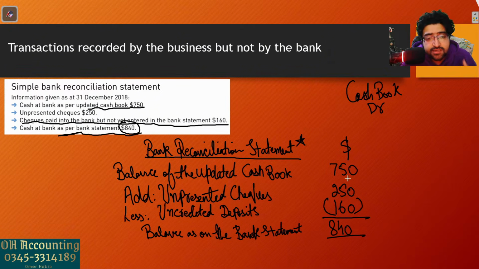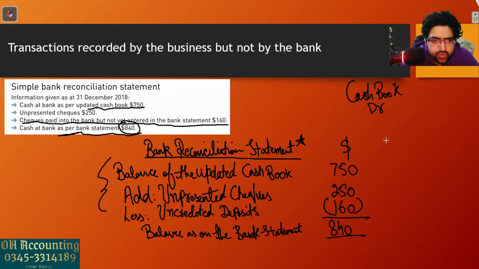Okay, so this is just a check for the business to know and understand why there are differences, and then they are satisfied. Okay? So this is a simple bank reconciliation statement. It's only a 3-step working. You start with the balance of the updated cash book, you add unpresented checks, and then less uncredited deposits from it. You can also do it the other way around.